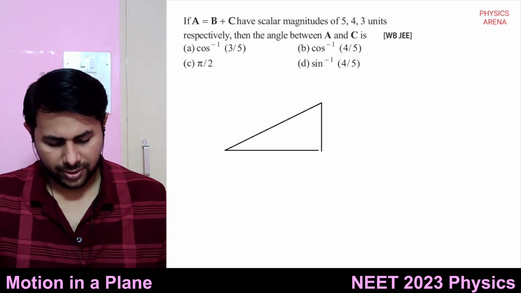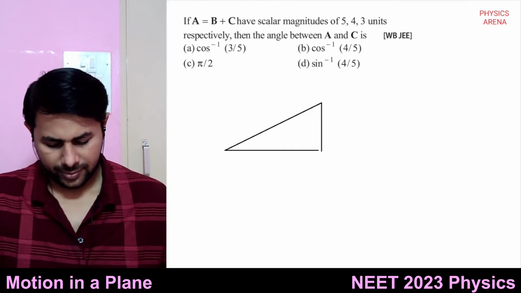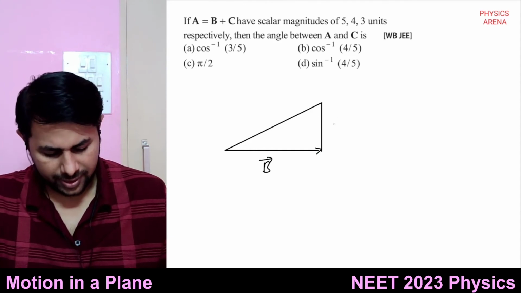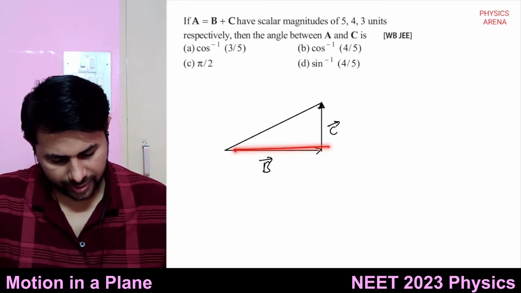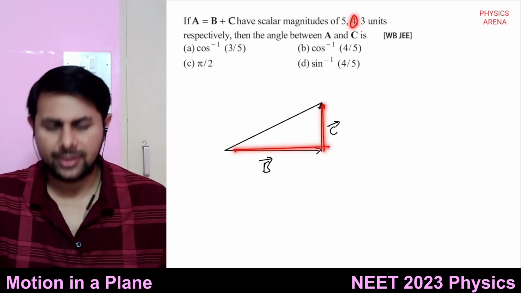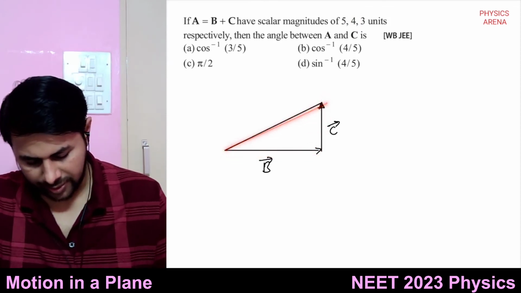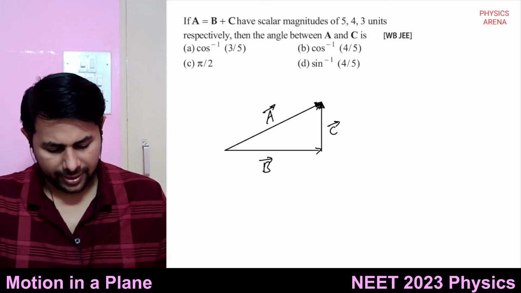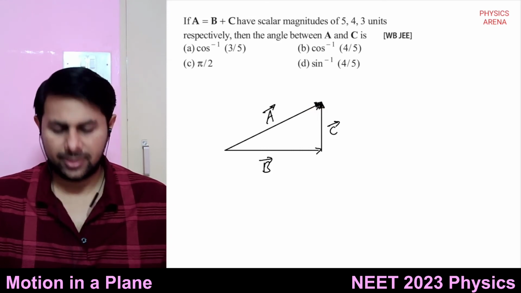So these three form a right angle triangle. Suppose this is your B bar and this is your C bar. The magnitude of B bar is 4 units, the magnitude of C bar is 3 units. So 3 square plus 4 square is 5 square, so the resultant will have magnitude equal to 5. This is A bar. And then what is the angle between A bar and C bar? So this is the angle. So tell me.